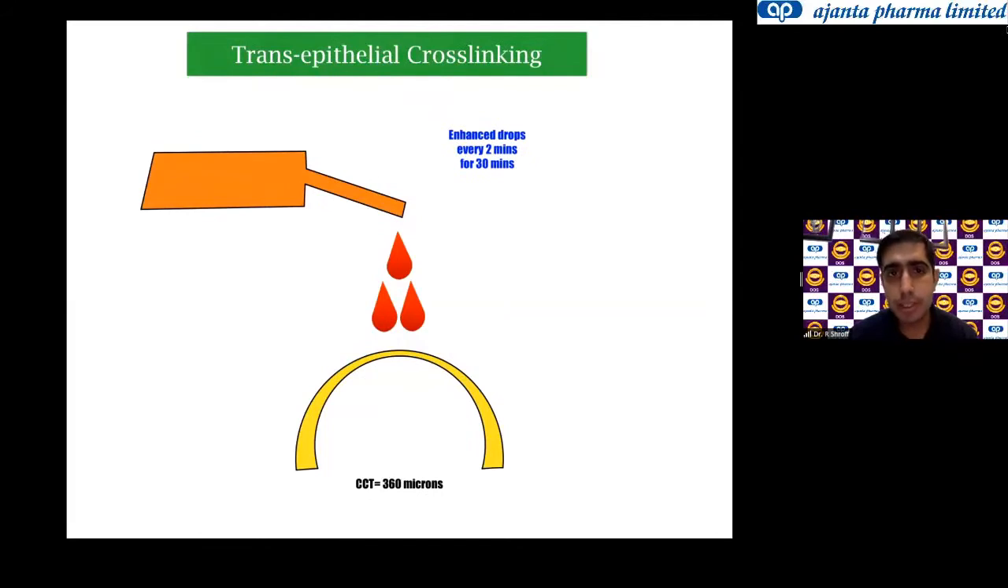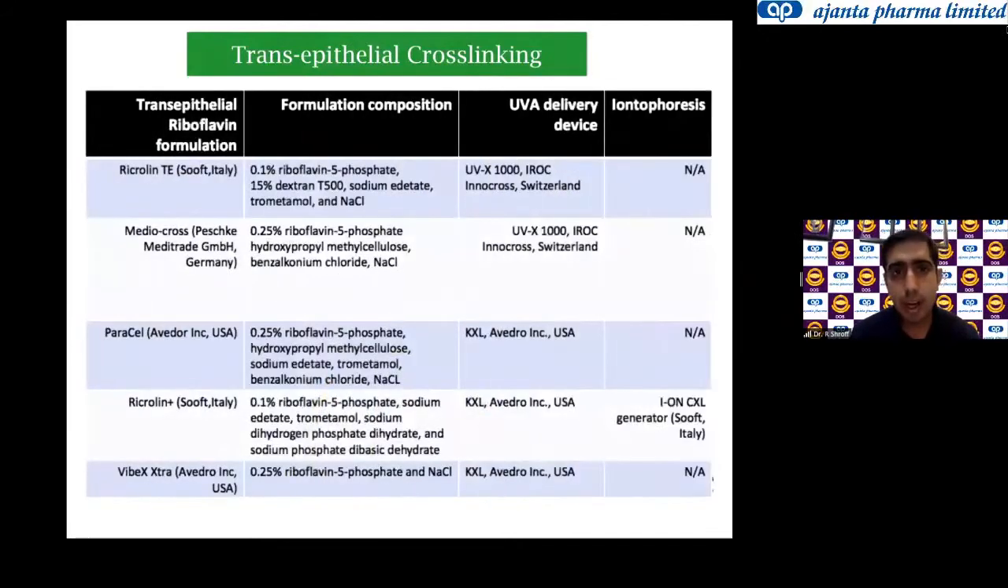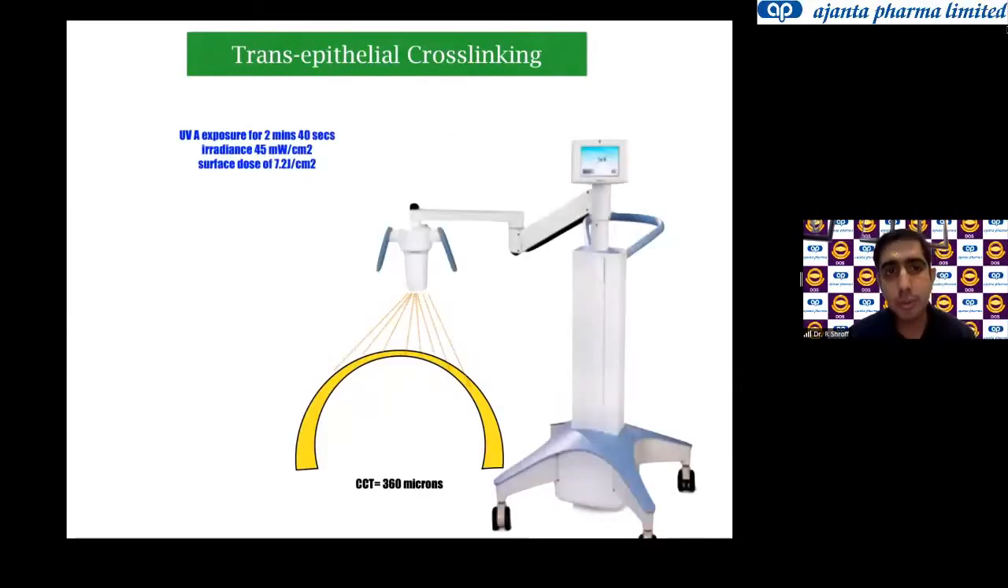The transepithelial protocol is enhanced drops every 2 minutes for 30 minutes. Now, the enhanced drop basically means that these formulations have some form of either benzalkonium chloride or trometamol, something to loosen the epithelial cells, because the epithelium is a barrier which prevents riboflavin from soaking down into the corneal stroma. So these are the various formulations that are there for transepithelial cross-linking, Vibex Extra being the one that we have experience with. After that, UVA exposure is conducted for 2 minutes, with an irradiance of 45 milliwatts and a surface dose of 7.2 joules per centimeter squared.